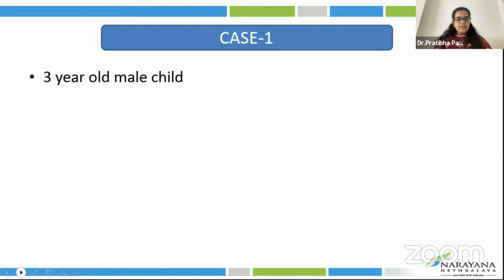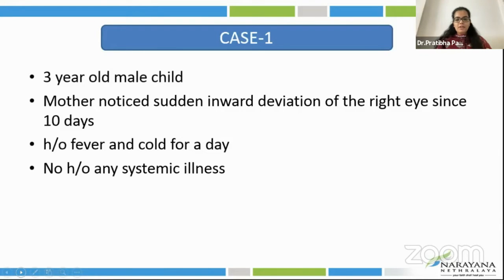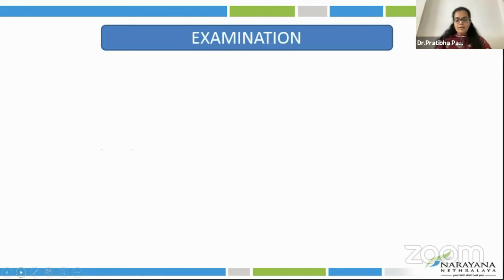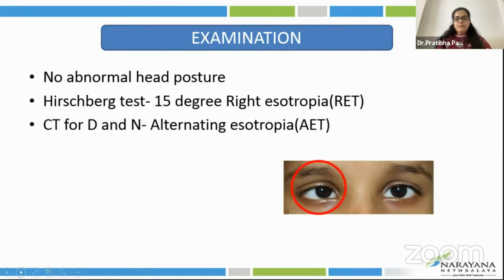So my first case is a 3-year-old male child who came with inward deviation of the right eye since the past 10 days, history of fever and cold for a day, no history of any systemic illness. On examination, there was no abnormal head posture. Hirschberg revealed 15-degree right esotropia, which was alternating well in all gazes. Extraocular motility was full and pupils were normal.